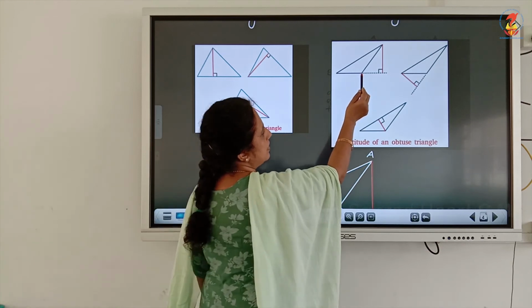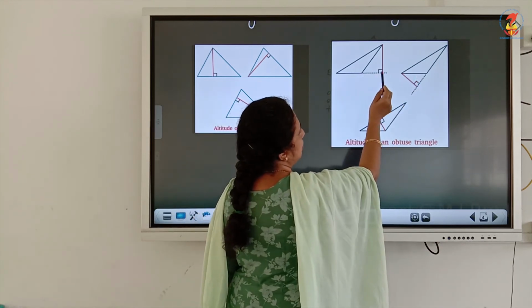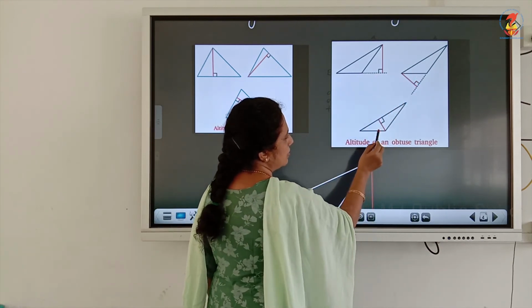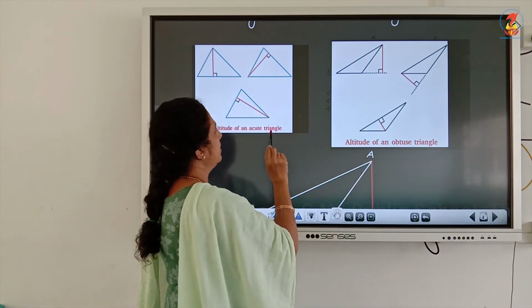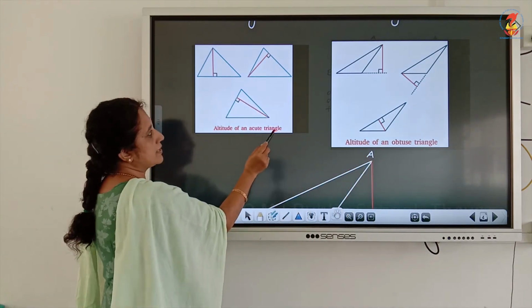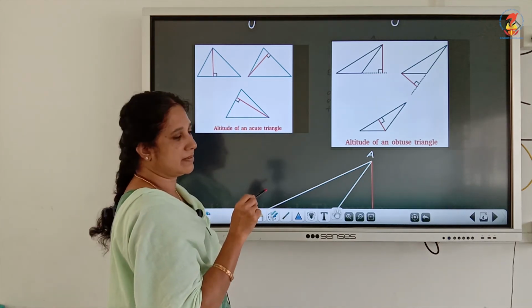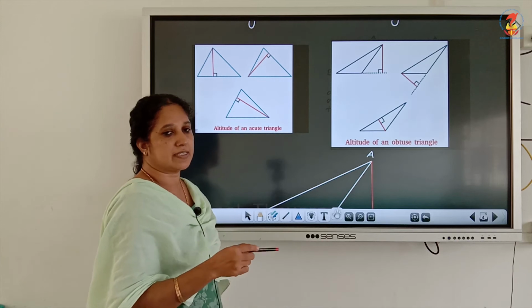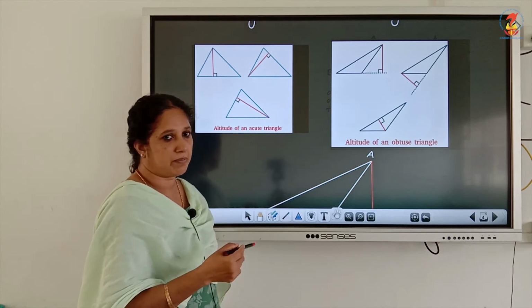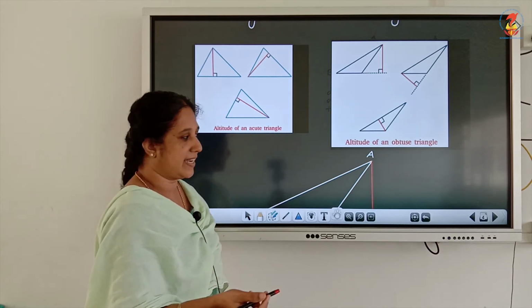So, in the case of an obtuse angle triangle, two altitudes are outside and one altitude is inside the triangle. In the case of an acute angle triangle, all three altitudes are in the interior part of the triangle. Now, we have to consider one more triangle. Do you remember what that triangle is? Right angle triangle.